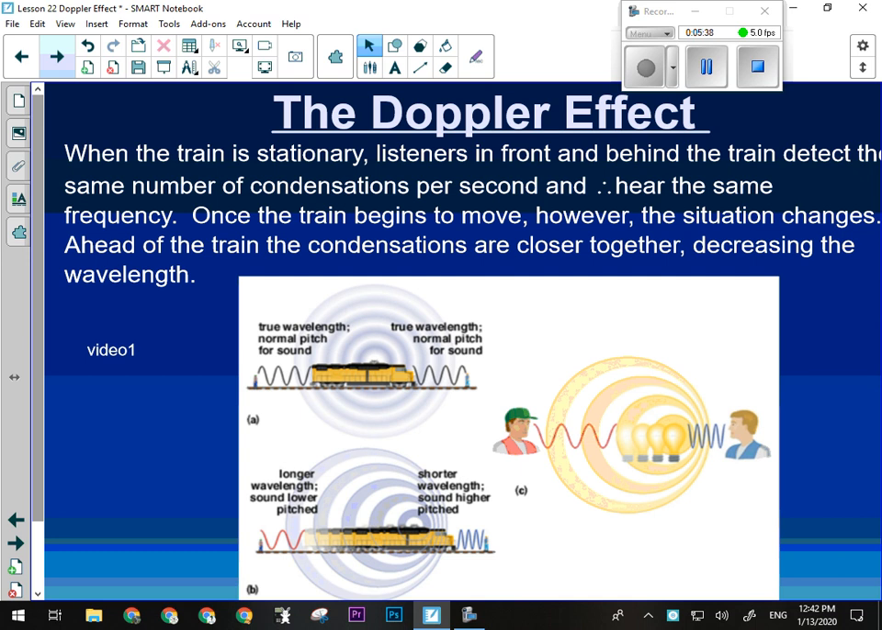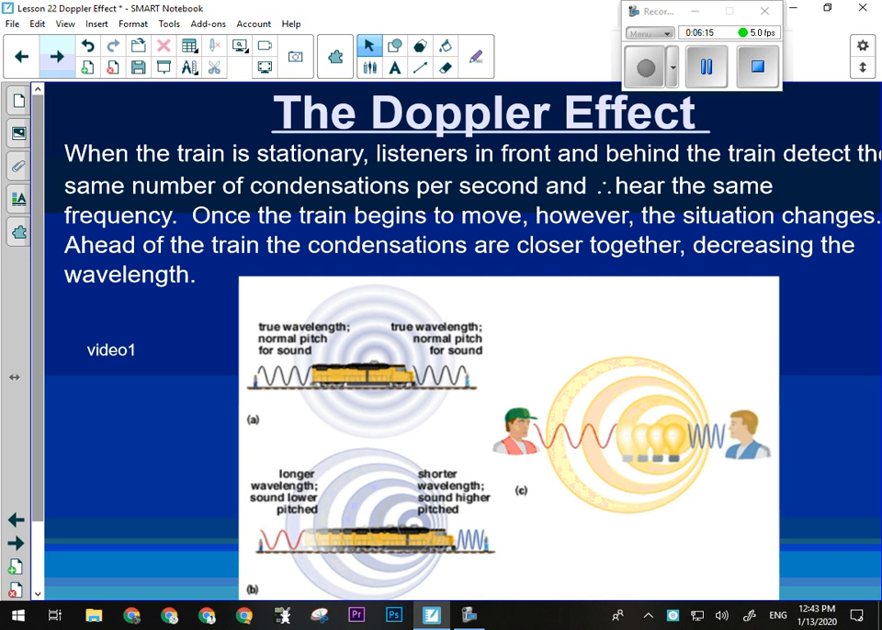So when the train or fire truck is approaching me, I hear a higher frequency, or a higher pitched sound, because the waves are closer together. Their frequency is actually still the same as if the train was stationary, but because it's moving, I detect them differently. Same as when it passes me. When it passes me, it produces a wave and then runs away from it before it produces the next one. And so it seems like the frequency is lower, even though it isn't. It's just perceived that way because either the source or the observer is moving.